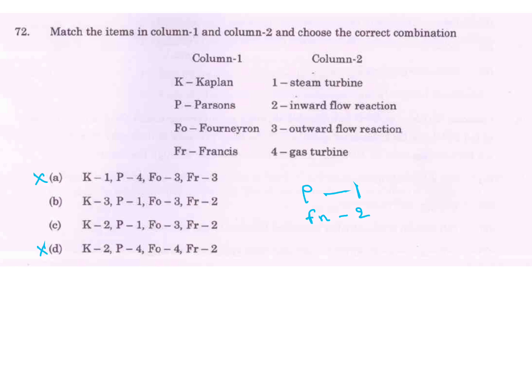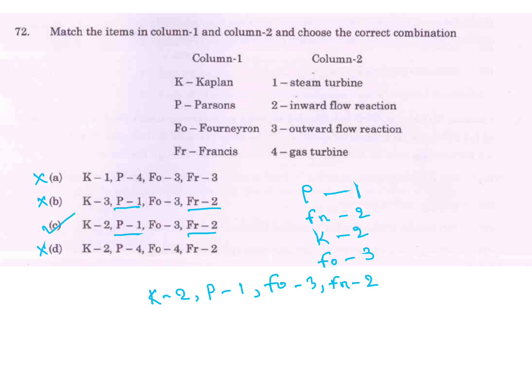P1, FR2. Then we have to go for Kaplan and Furneron. Kaplan turbine is also an inward flow reaction turbine. So K equal to 2. Furneron is opposite to Francis turbine, so it's outward flow reaction turbine. So FO3. C is the only option. So K2, P1, FO3, FR2. C is our answer.